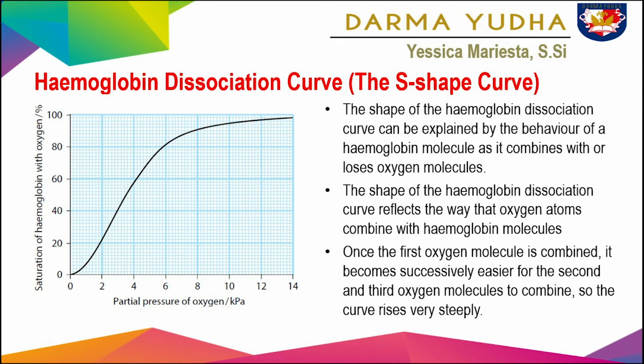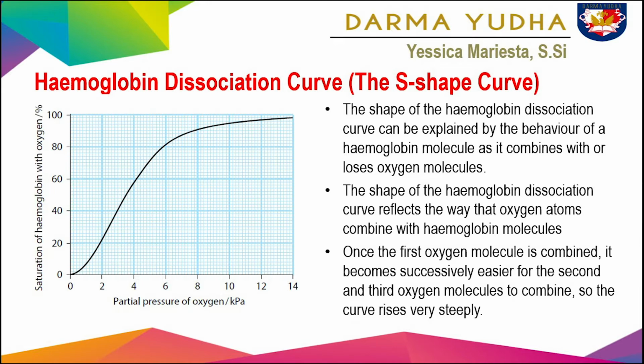The shape of the hemoglobin dissociation curve can be explained by the behavior of a hemoglobin molecule as it combines with or loses oxygen molecules. Oxygen molecules combine with the iron atoms in the heme groups of a hemoglobin molecule. Remember that each hemoglobin molecule has 4 heme groups. When an oxygen molecule combines with one heme group, the whole hemoglobin molecule is slightly distorted.